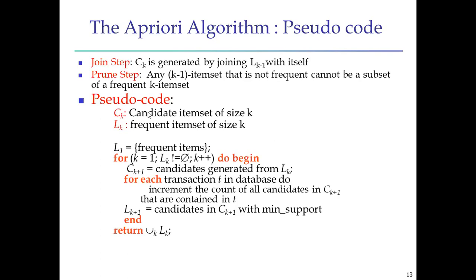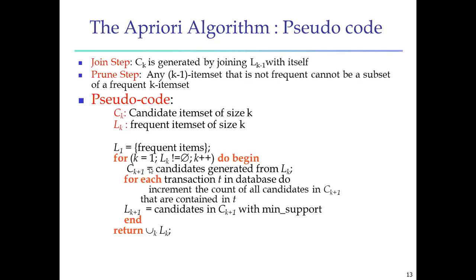So the pseudocode, that is Ck and Lk. L1 is the frequent items, that is, L1 is the individual atoms. L2 is the join of L1 and L1. For L1, it is the join of L0 and L0, where no atoms are there. So L1 is the frequent individual atoms.